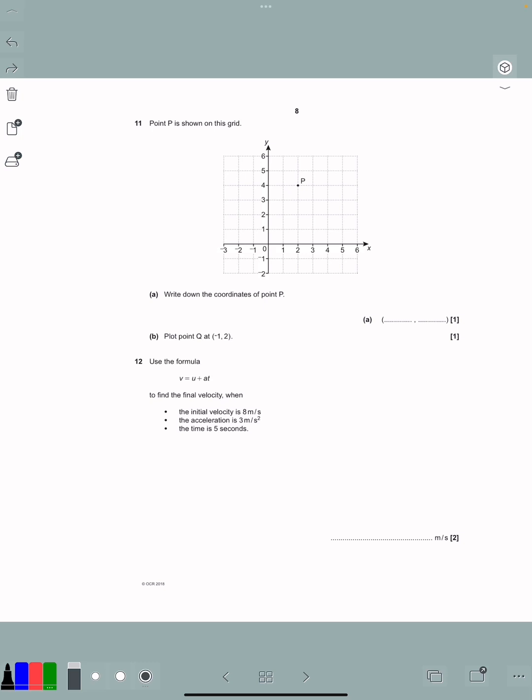Point P is shown on the grid. Write down the coordinates of P. That would be 2, 4. Plot point Q. That would go there.